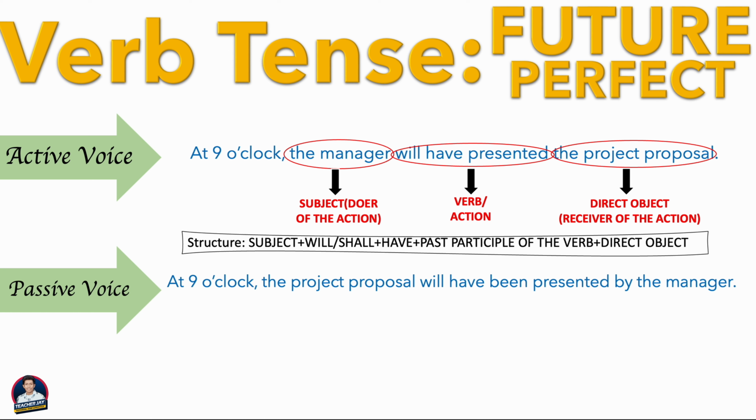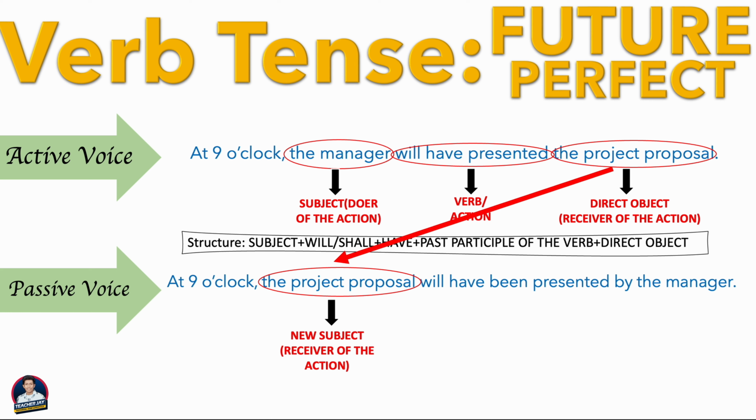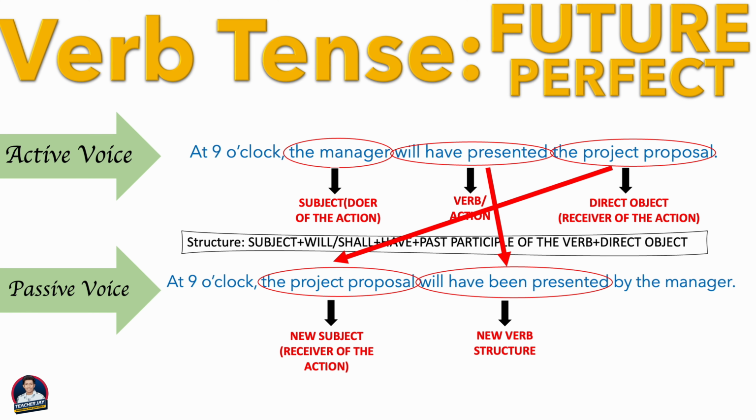In this example, we have a new subject, which is the project proposal, whose role is only to receive the action, which is will have been presented. And as you can see, this is a new verb structure, from will have presented to will have been presented. There's a change of the verb structure. And then by the manager, who is the doer of the action.